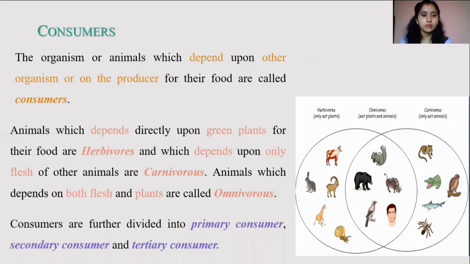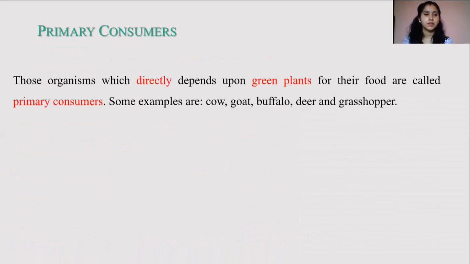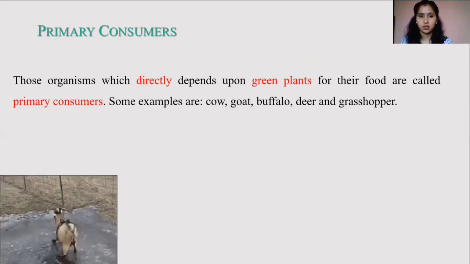Now, consumers are further divided into primary, secondary, and tertiary consumers. Let's know about them. First of all, primary consumers. Those organisms which directly depend upon green plants for their food are called primary consumers. Some examples are cow, goat, buffaloes, deer, and grasshopper. They are dependent on green plants for their food, so they are called primary consumers.